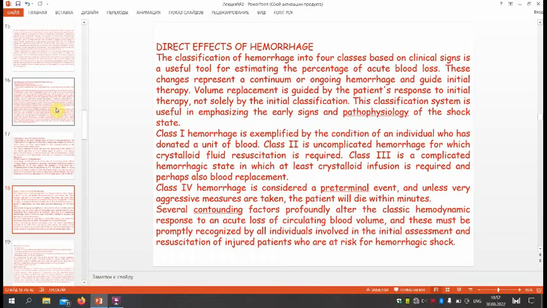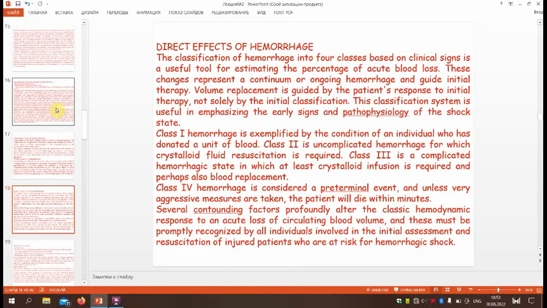Class 1 hemorrhage is exemplified by the condition of an individual who has donated a unit of blood. Class 2 is uncomplicated hemorrhage for which crystalloid fluid resuscitation is required. Class 3 is a complicated hemorrhagic state in which at least crystalloid infusion is required and perhaps also blood replacement. Class 4 hemorrhage is considered a preterminal event, and unless very aggressive measures are taken, the patients will die within minutes.